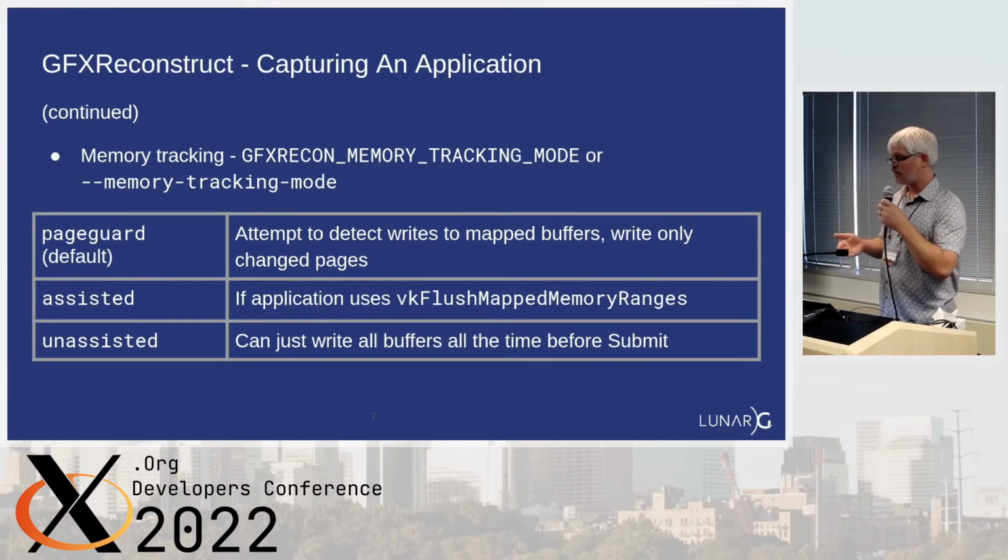And so that means that every time there's a draw call, we just write all buffers all the time to make sure we get any changes that were made. But that's frequently impractically slow.